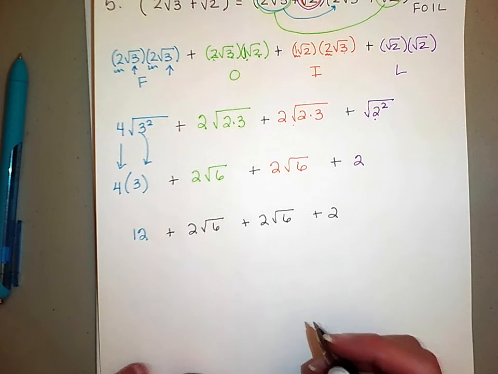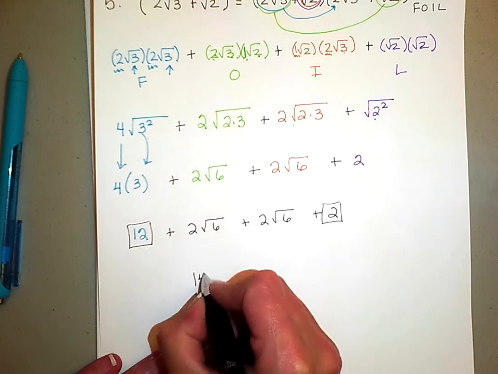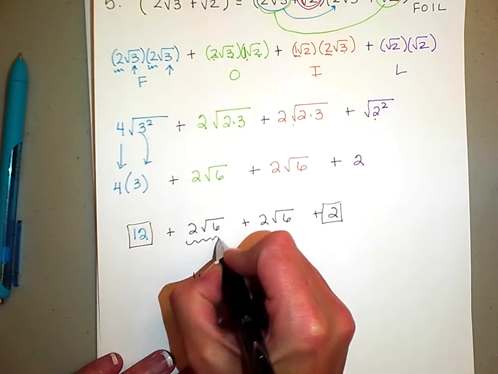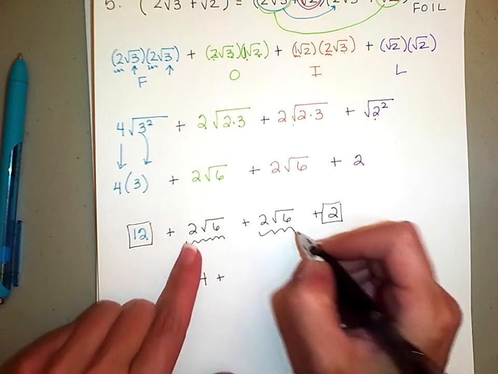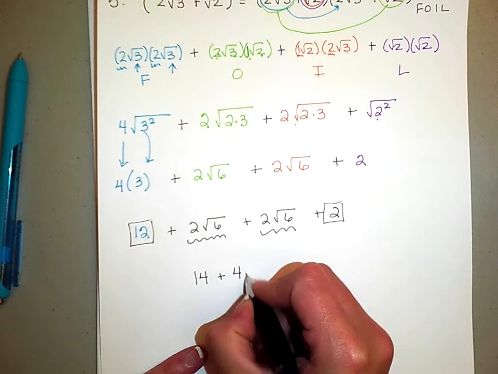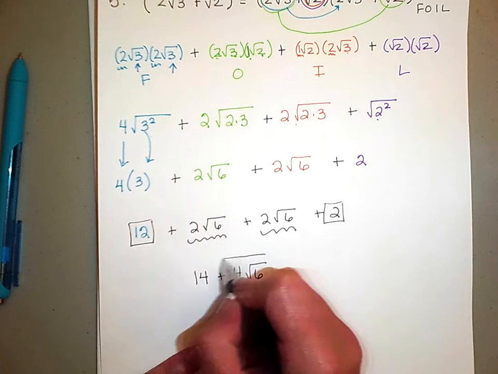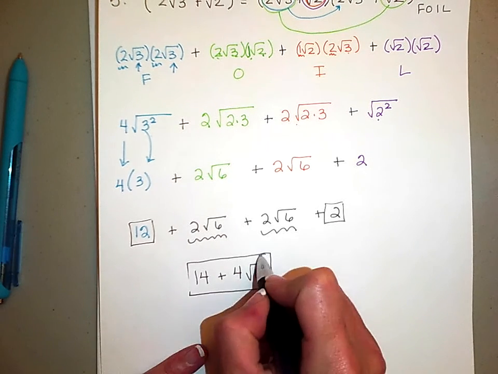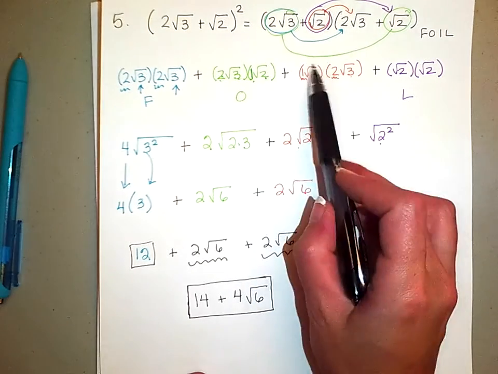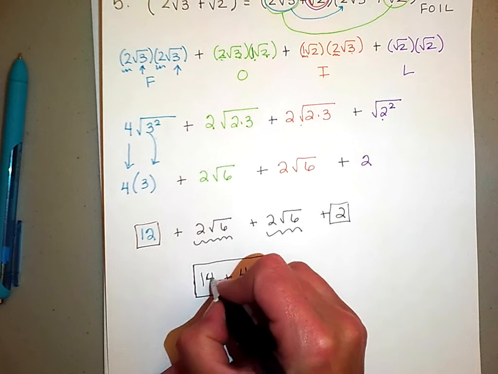And now we'll combine like terms. So 12 plus 2 is 14. Plus, we can also combine like radicals. Here I have 2 square roots of 6, and I add another 2 square roots of 6. So in the end, I have 4 square roots of 6. And this is our answer. And notice in this case, we started with radicals. These were not conjugates, and our answer still contains radicals.